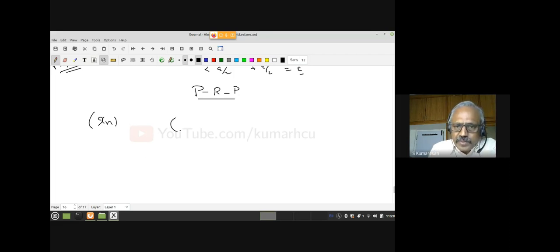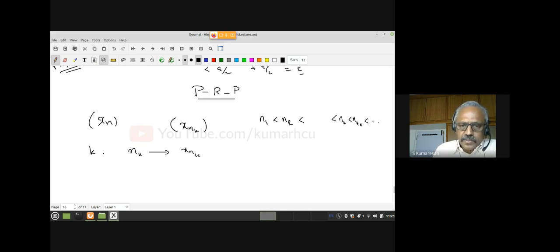So all of you know what is meant by a subsequence. That is, you have a sequence of natural numbers, so that nk is less than nk plus 1, etc. Then look at k going to nk going to x_nk. This is a sequence. This x_nk is called a subsequence of xn.